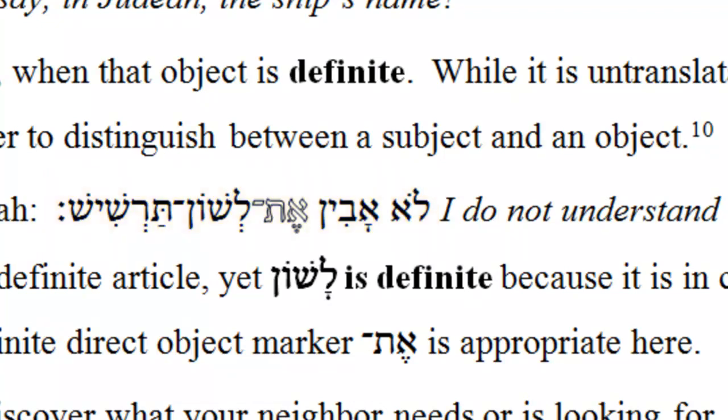By way of reminder, the phrase lashon tarshish is definite, although it has no definite article, owing to the fact that Tarshish is a name, a proper noun.